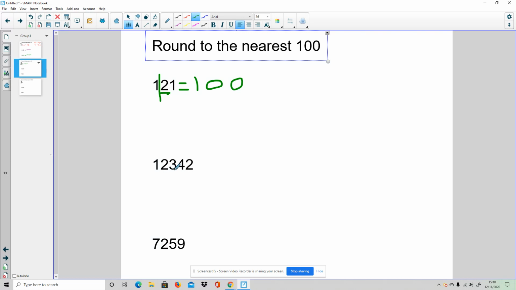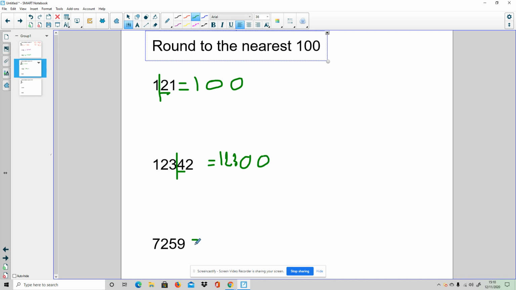Here we've got the 12,342, so we need to decide whether it's going to round up to 12,400 or stay as 12,300. So I'm going to draw my line after the hundreds column, put a line under the 4 because that's the one that changes. So a 4 is less than 5, so it's going to make it stay as 12,300.